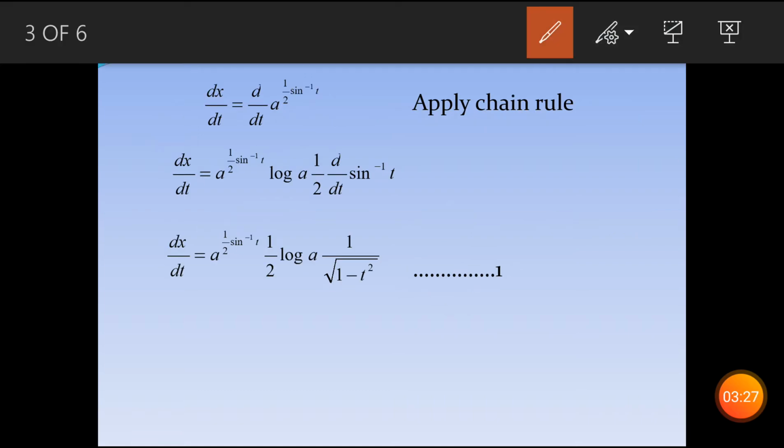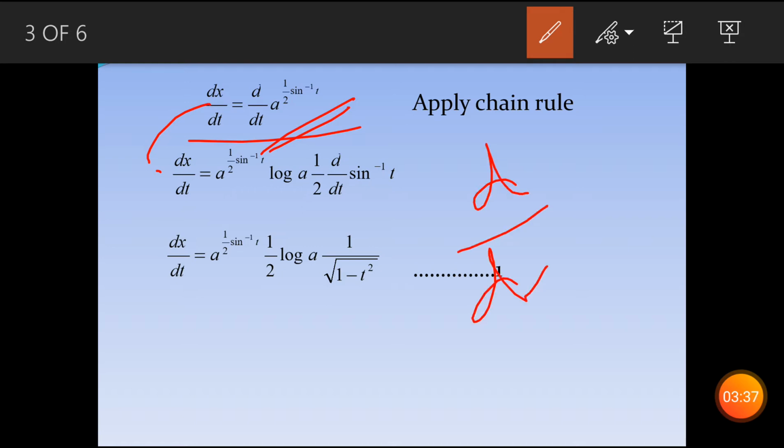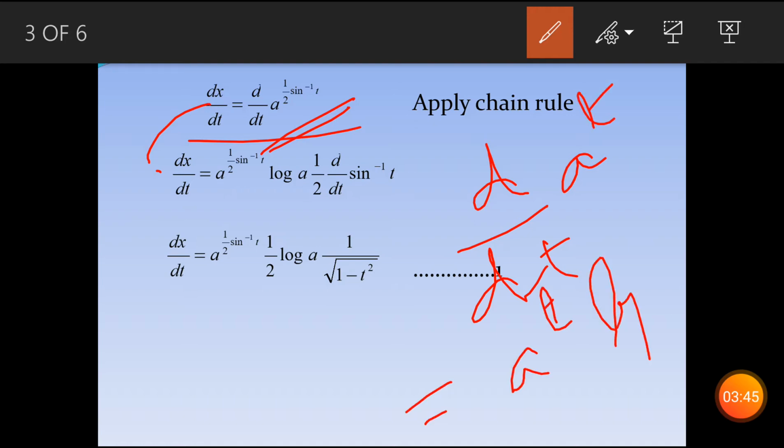Now this is the same step that I wrote last. Now you see dx upon dt, that is the same, dx upon dt. Now how to differentiate it? In 11th standard you have studied d over dt of a to the power t. How will you solve it? That is a to the power t log a. This is the formula that everyone knows.